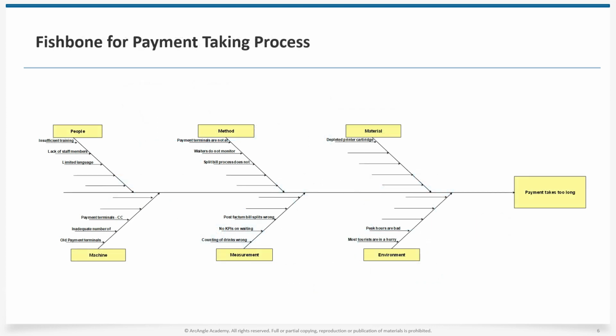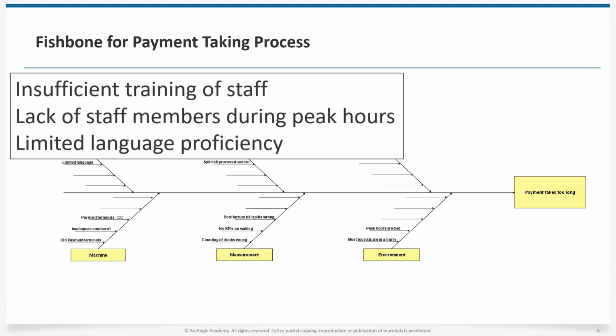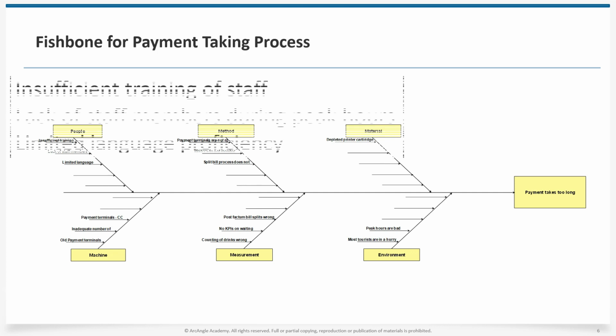In the Fishbone diagram for the Torino restaurant's payment-taking process, the team used the 6 M categories to identify potential root causes. Let's explore each category and its corresponding factors in more detail. People. Insufficient training of staff. Staff members may lack the necessary knowledge and skills to efficiently handle the payment process, leading to delays and errors.